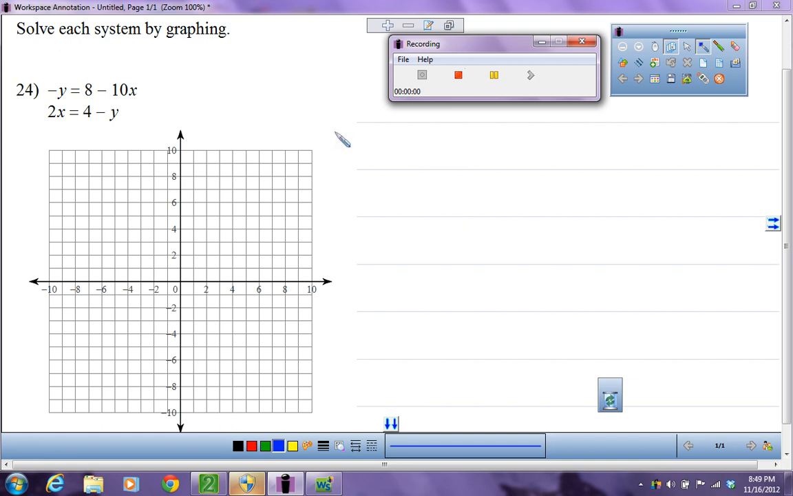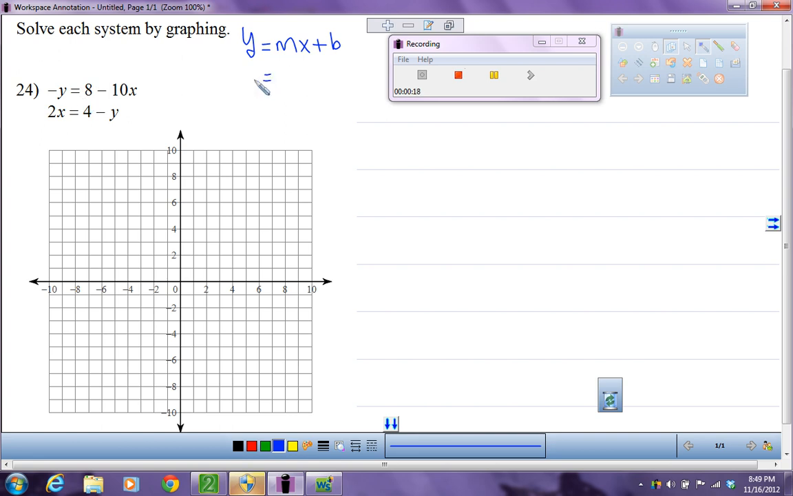Okay, this one is saying solve each system by graphing. And remember that when we graph, our model to be able to graph would be our slope-intercept form, which is our y equals mx plus b. So if we take this equation here and we set it up the way it's given to us, equal above the equal, we see that it's almost ready. I forgot the negative here.